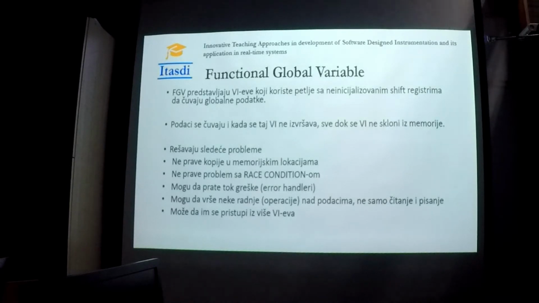And what are the pros of this approach? FGVs don't make copies in memory locations. They are used in general to resolve problems with race conditions. They can really easily follow the data flow of error signals, because you can easily integrate error signals within functional global variables, like using a simple error signal within the loop. And they can use all other activities when compared to simple local global variables, not just reading and writing.